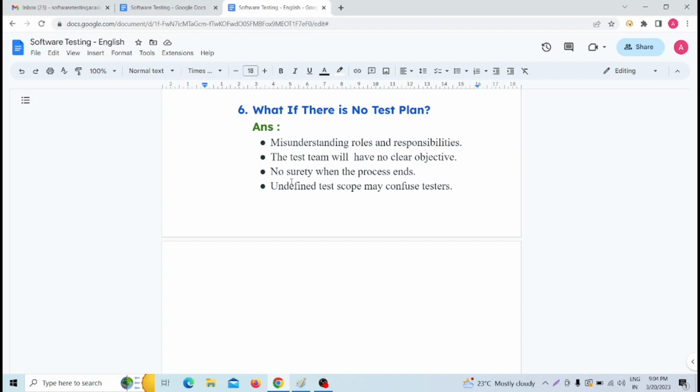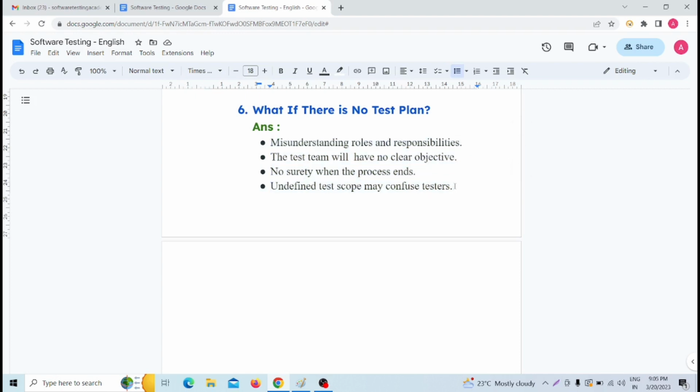And the fourth one is that an undefined test scope may confuse the tester. If there is no test plan, and some testing scopes are undefined, then sometimes the tester may be confused about what he should do. So these are the problems that will occur if there is no test plan.